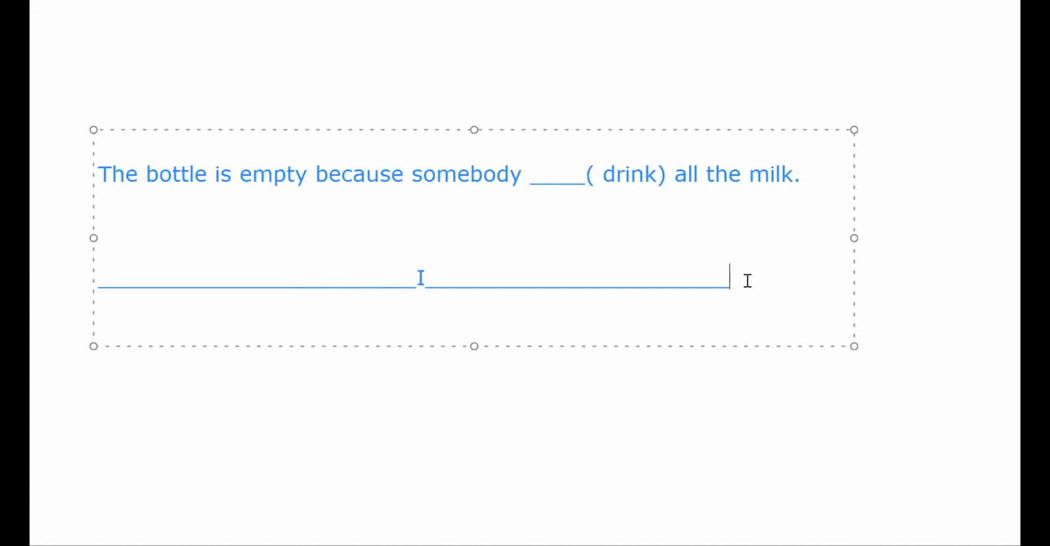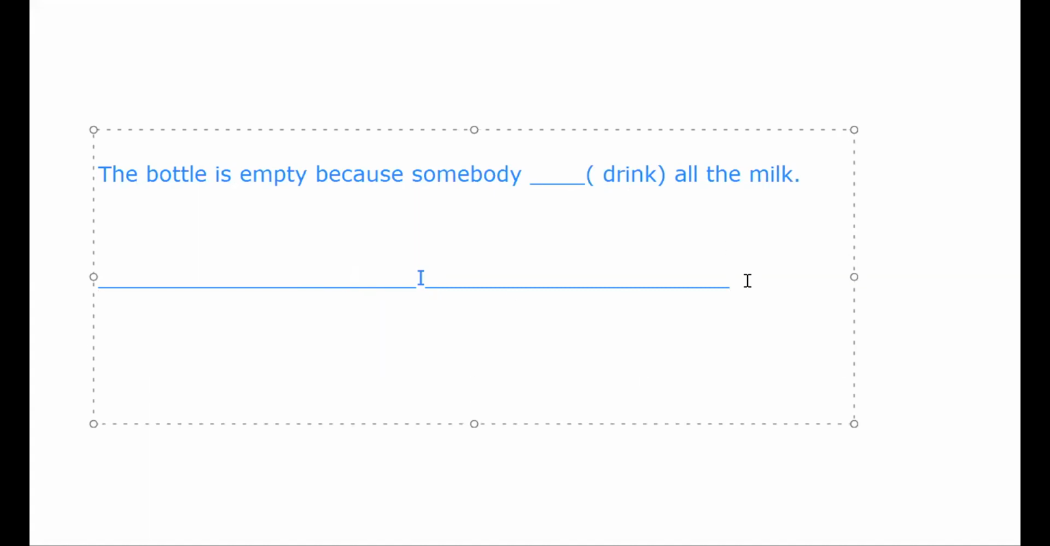Now look at the difference between this. Someone drank all the milk yesterday. Now the difference is this happened and I know nothing about the present situation. Someone drank all the milk yesterday and I don't know about the present situation. But whereas I am giving this present situation.